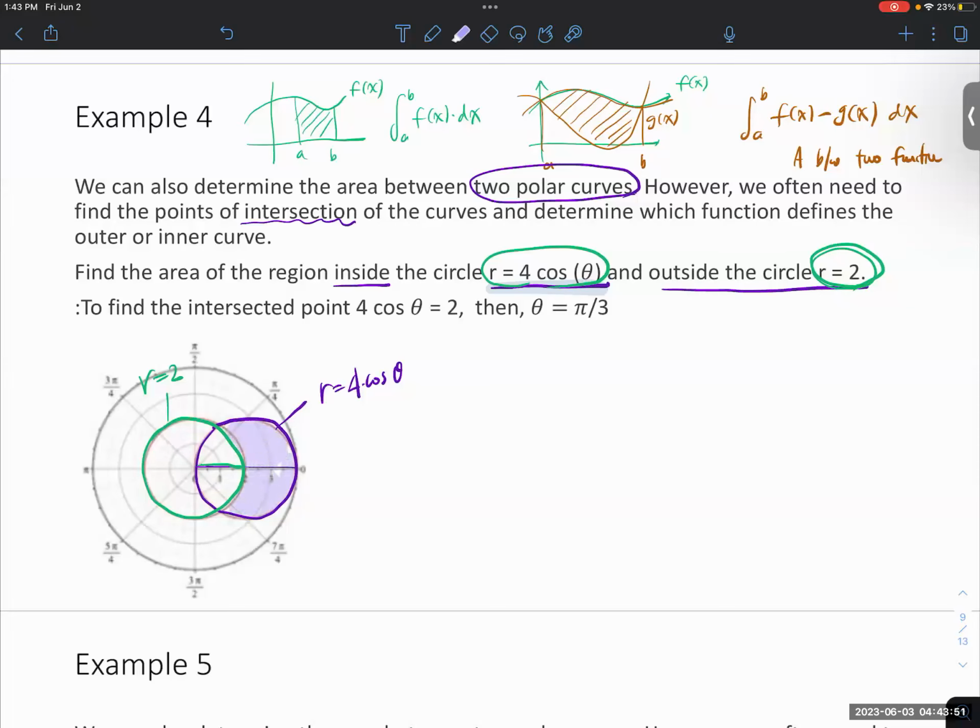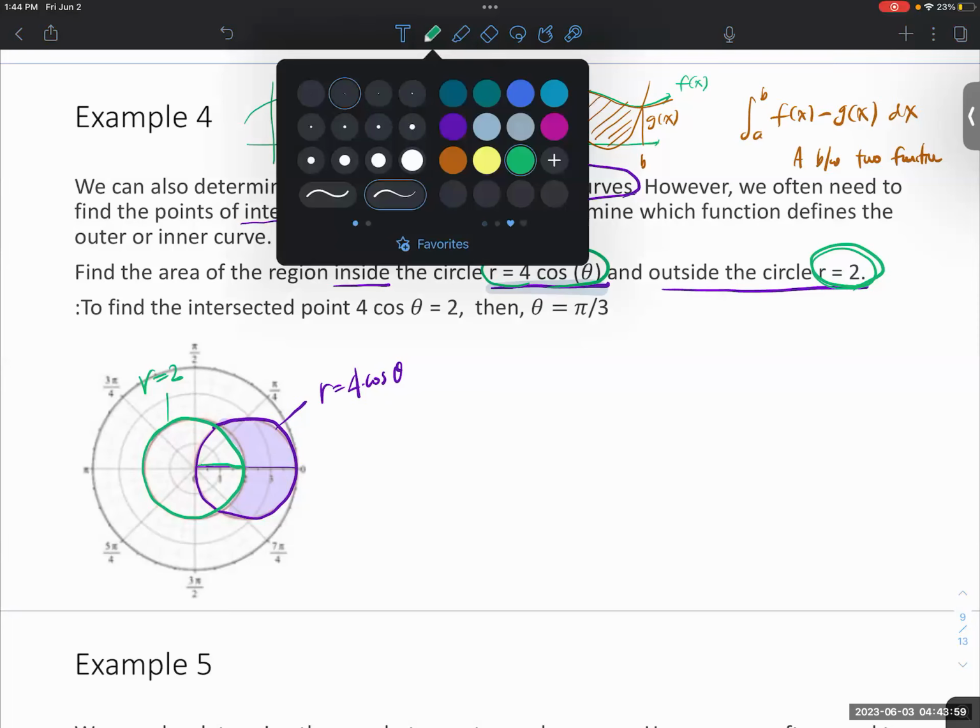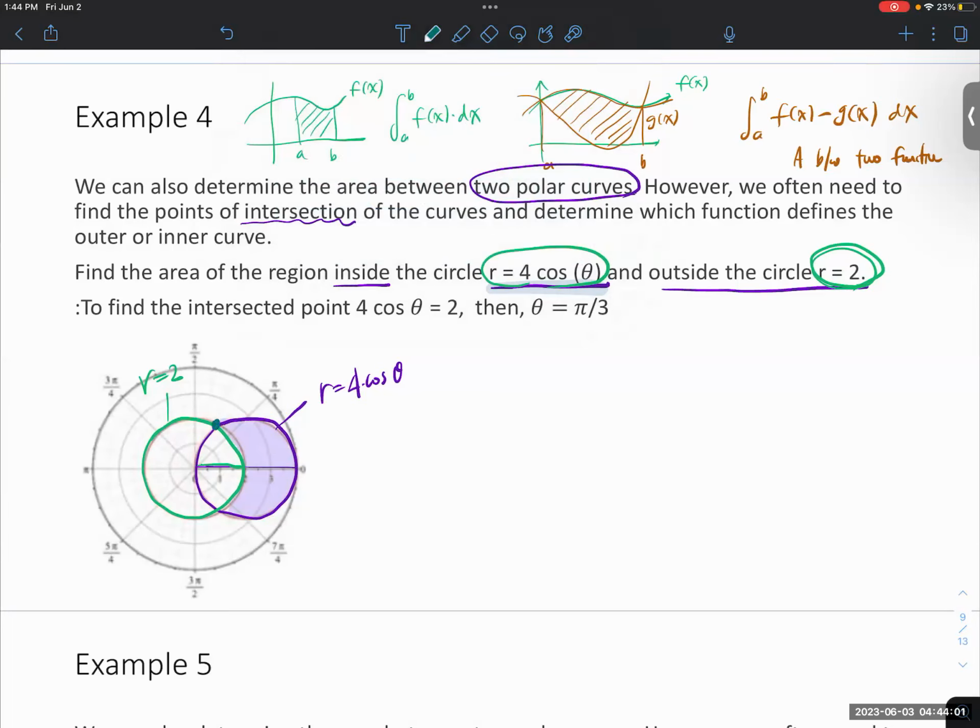Inside of the purple, outside of the green. So that is the sector we are looking for. They didn't give you exactly where the intersection point is, because that's your A and B, the angle between the two functions.